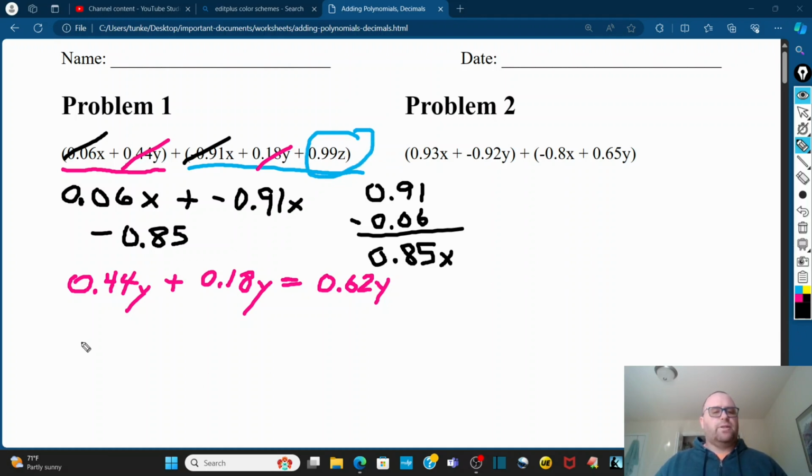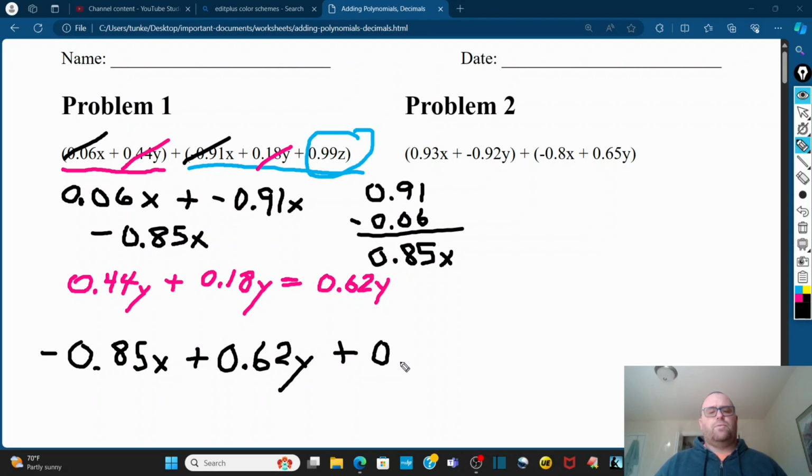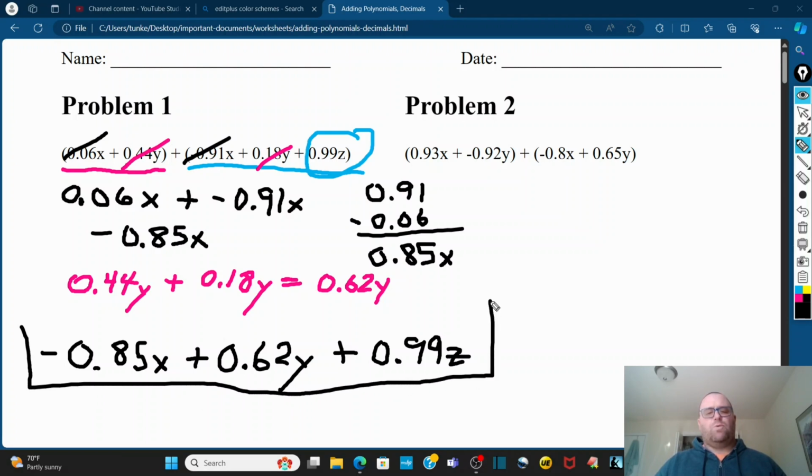Okay, so our solution to this is going to be a negative 0.85x plus 0.62y plus 0.99z. Okay, so that's going to be our solution to that one. And there we go. Hopefully you got that. If you didn't, take a snapshot of this or watch the first part of the video again, because I'm going to delete it to make room for number 2.